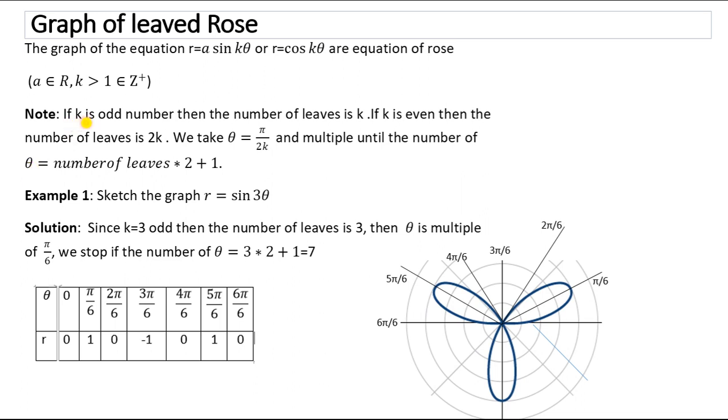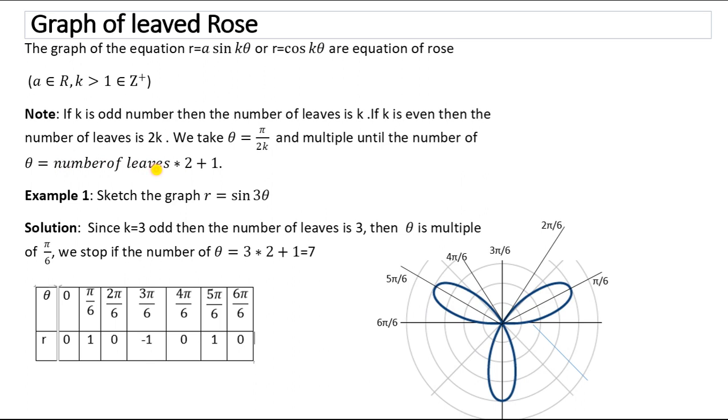Again, if k is odd then the number of leaves is k. If k is even the number of leaves is 2k. For theta, take theta equal pi over 2k always and multiples until the number of theta, how much? The number of theta equals the number of leaves multiplied by 2 plus 1. This is the law.